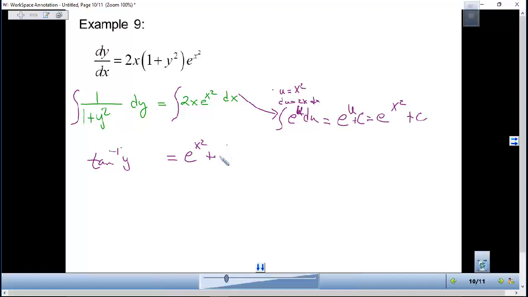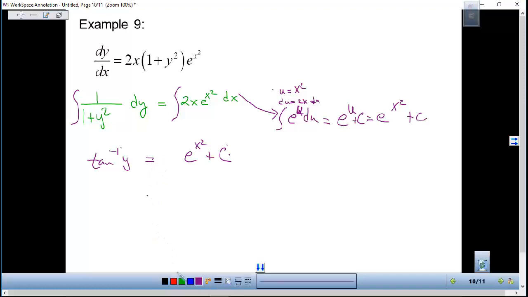Now, this plus c over here, don't forget, that's the combined constants from both sides. So I've got the inverse tangent of y equals e to the x squared plus c. Now, once again, what do we know? We want to solve for y. We don't want to solve for the arctangent of y.